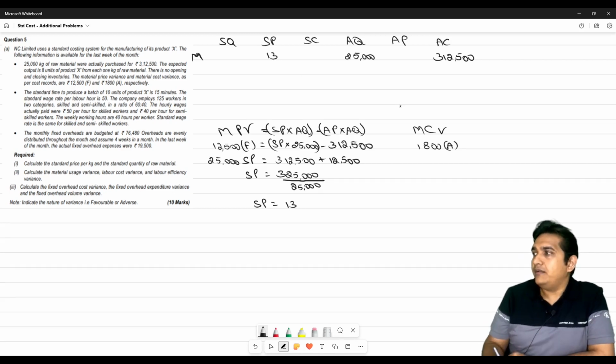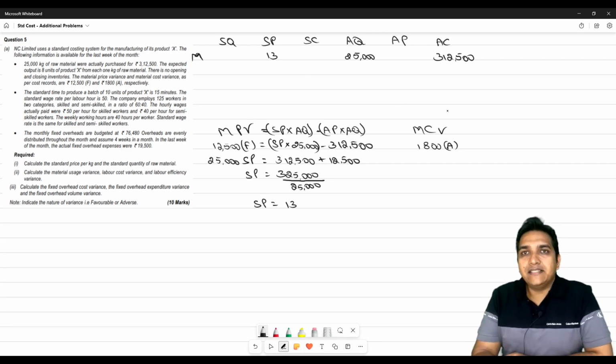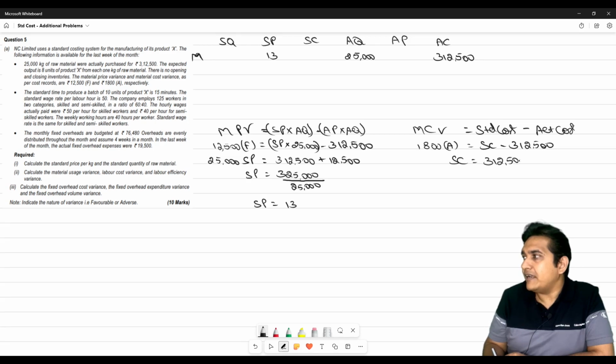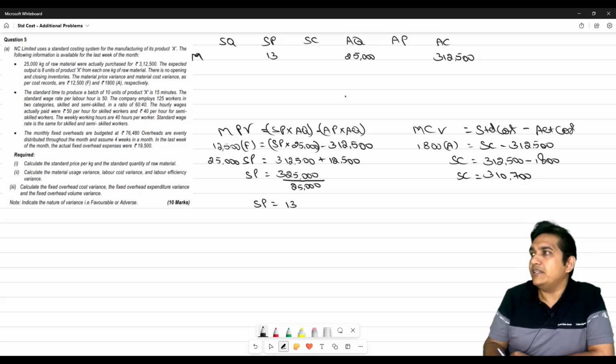Next, let us come to our material cost variance. What is the formula for material cost variance? It is standard cost minus actual cost. What is my standard cost? We do not know that. What is my actual cost? 3,12,500, right? So if we simplify this, we get 3,12,500 minus 1,800, which is equal to 3,10,700. My standard cost is 3,10,700.